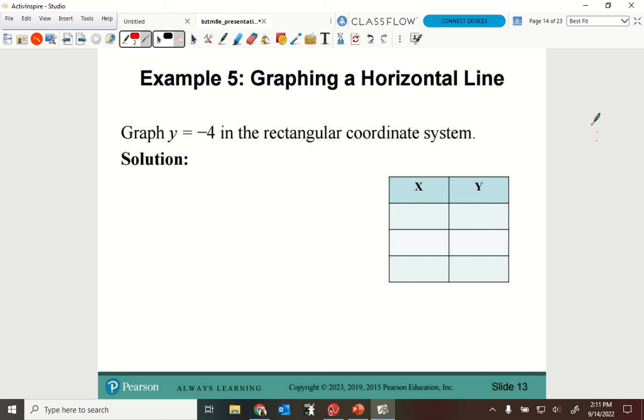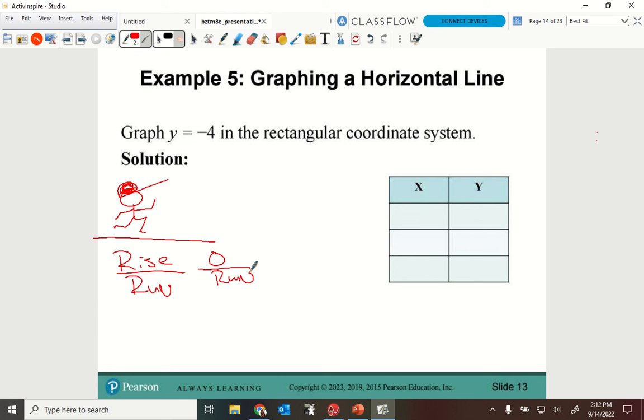All right. So what we're going to do, this is going to be a flat line. Okay? It's flat. So if I have my little Mario, is he rising at all? He's not rising. But he is running, isn't he? So my rise over run, my rise is 0, and my run is whatever that number is. So it's not going up and down, is it? But it is going to the right.